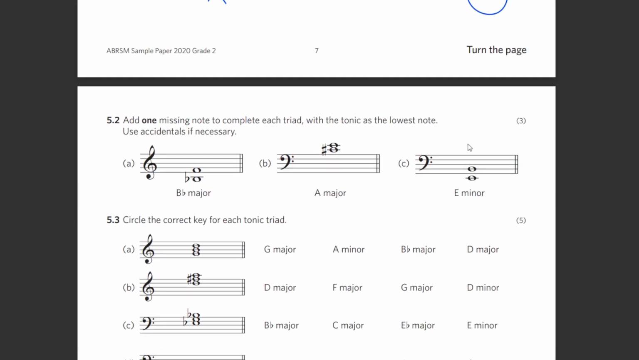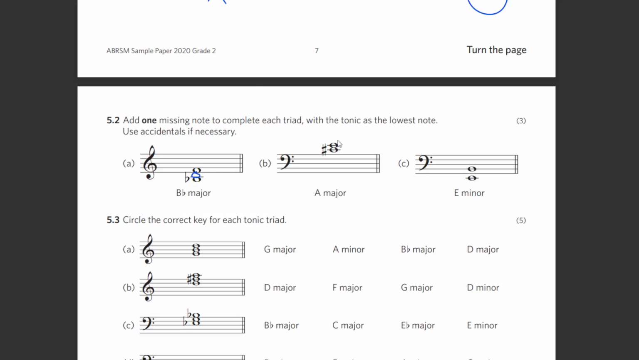Okay, so next, let's go on to the next question. You are asked to add one missing note to complete each triad with the tonic as the lowest note, add accidentals if necessary. So this is B flat major, so you have B flat already and you have F, so you need a D here. B flat major only has B flat and E flat, so D is just D.